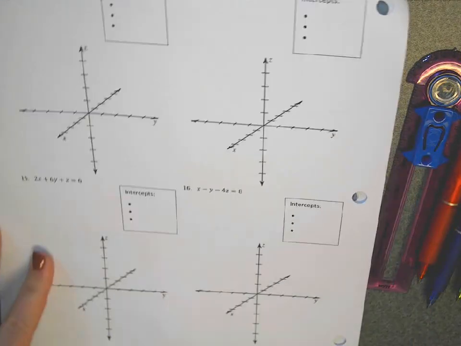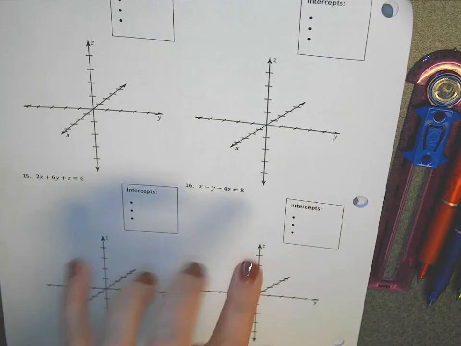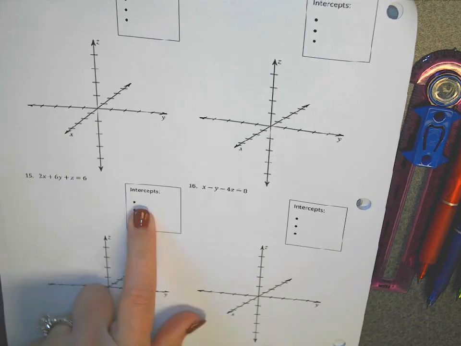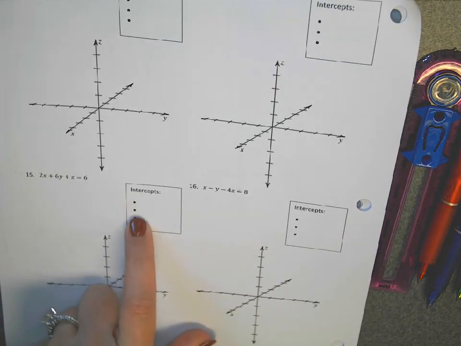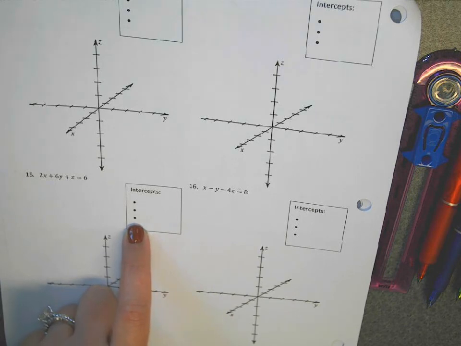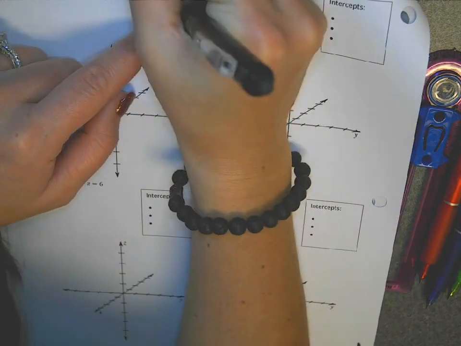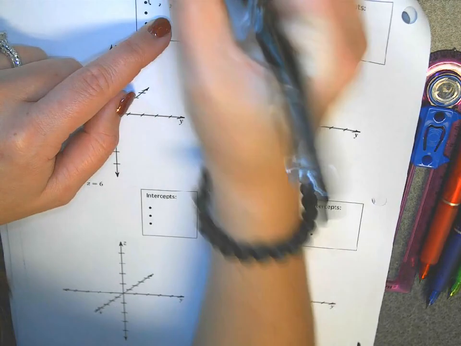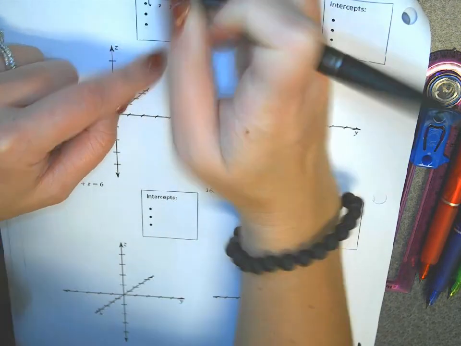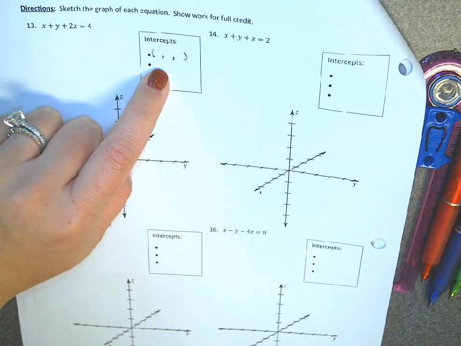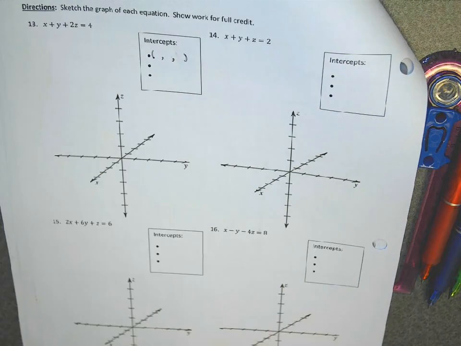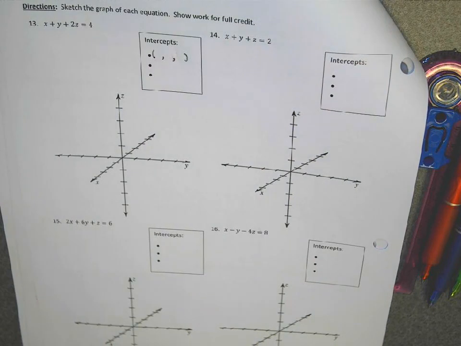13, 14, 15, and 16. Now this is where I was saying many people will lose points. If you write x equals something, y equals something, z equals something, you lost 3 points automatically. Because intercepts should look like what? A point. So you need an ordered triple here. Something, comma, something, comma, something. And it would look like this. Okay, that's what all these intercepts should look like, our points. Ordered triples. Not ordered pairs, because we're now in 3D.